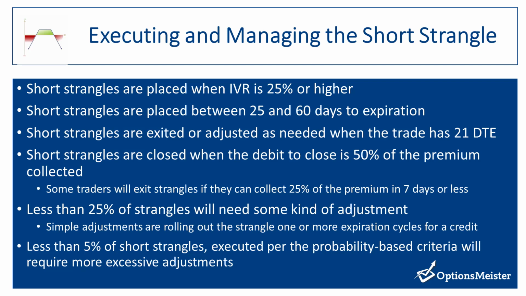Less than 25% of strangles will need some kind of adjustment. Simple adjustments are rolling out the strangle one or more expiration cycles for a credit. Less than 5% of short strangles, executed per the probability-based criteria, will require more excessive adjustments.